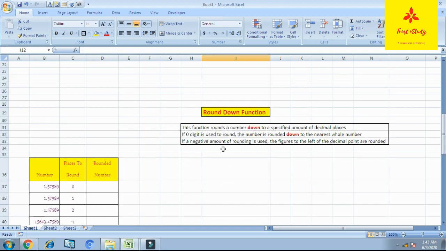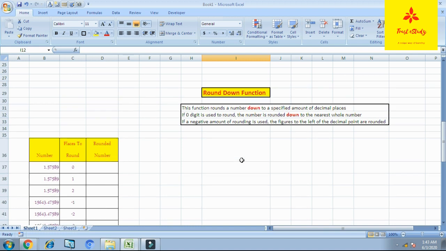Let's move on to another function called Rounddown Function. This function rounds a number down to a specific amount of decimal places. If 0 digit is used to round, the number is rounded down to the nearest whole number. Here the thing which needs to be taken care of is down. If a negative amount of rounding is used, the figures to the left of the decimal point are rounded.